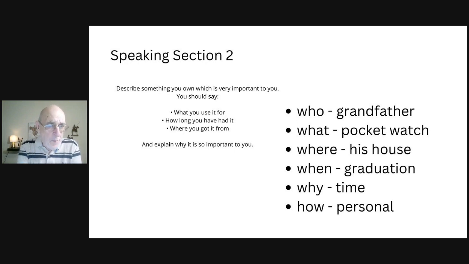So just by writing down one or two words beside each of these questions, I can quite simply give a 2-minute talk with all the details that will be so important when it comes to sharing about this very special item that I own. I've clearly answered all the questions on the cue card and added some extra details that are very important.